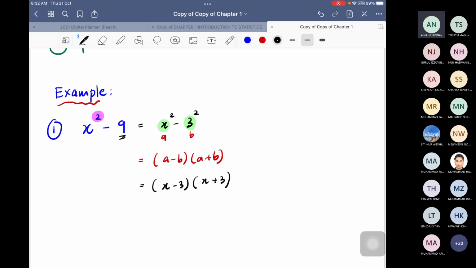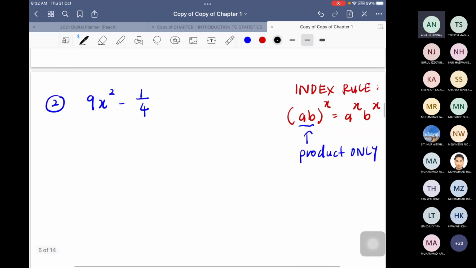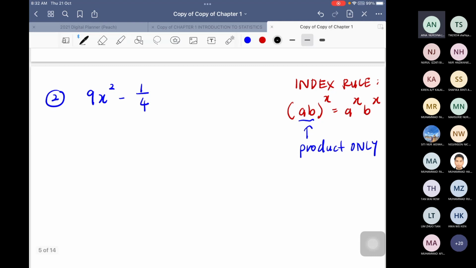Okay, so senang saja. So all you have to do is, syarat pertama, jadikan dua-dua term dalam bentuk square. So identify apa dia nilai A dengan B, baru masuk dalam formula. Okay, so here, example yang kedua ni, I buat this slightly more complicated.